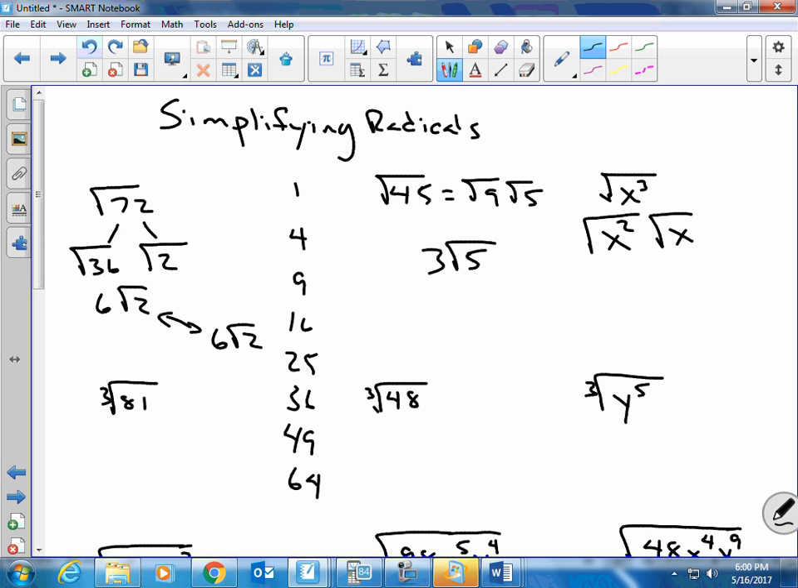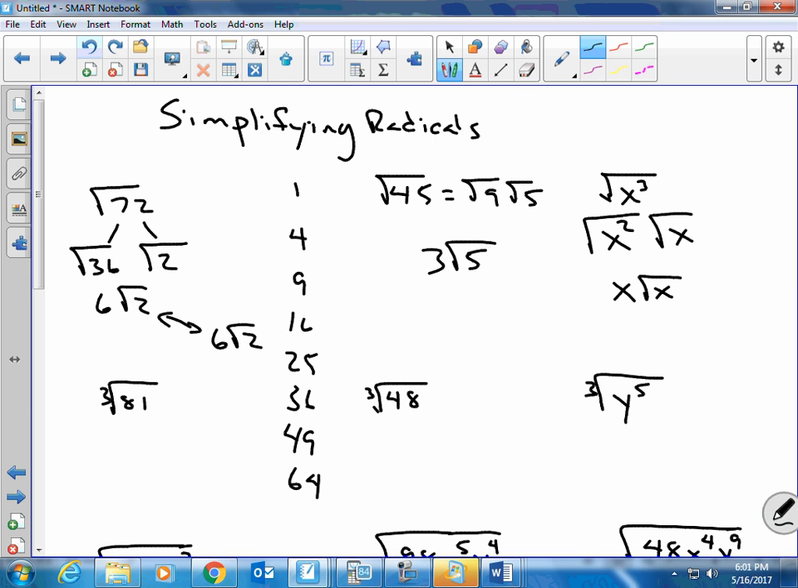Okay? What is the square root of x squared? x. What is the square root of x? I don't know. So I've got x times the square root of x. All right, so there is some simplifying basic radicals. And I have some more practice problems here in a second for you to try.